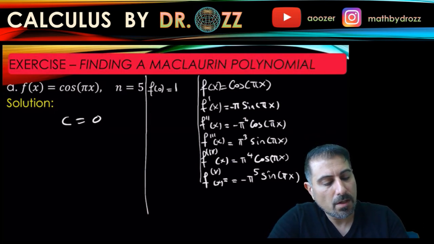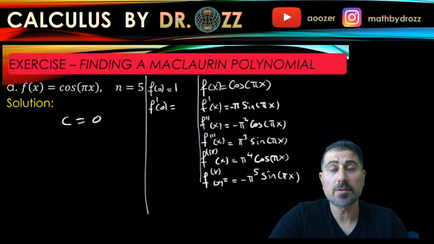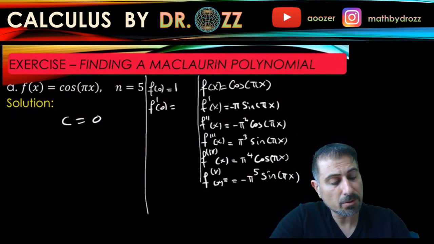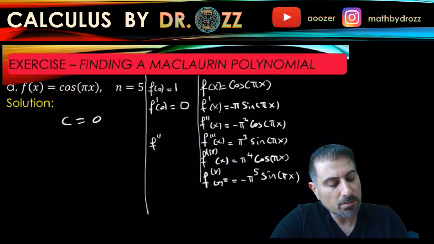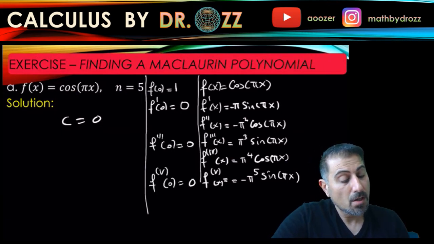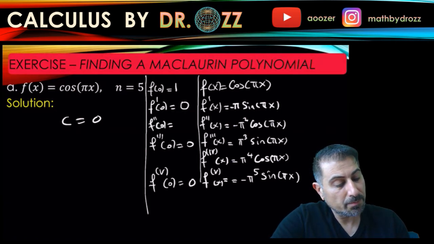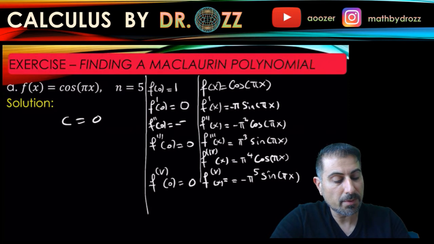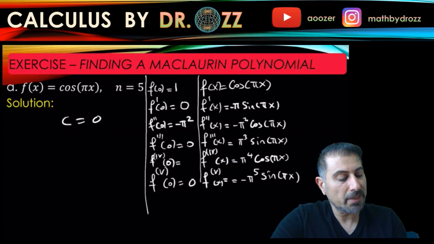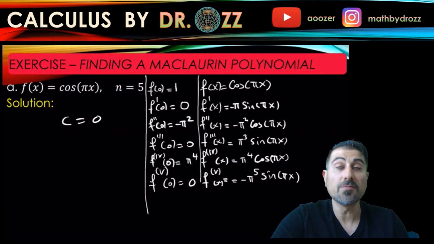F prime at 0. Well, sine 0 is 0, so all sine related terms are going to be 0. F double prime at 0 is negative pi squared cosine 0, which is negative pi squared. And finally, the fourth derivative evaluated at 0 is pi to the fourth.